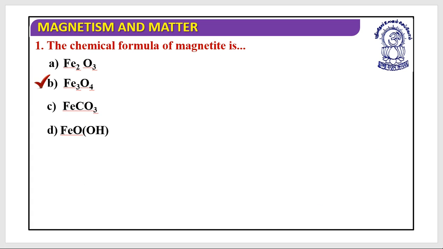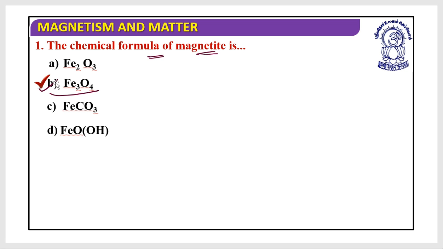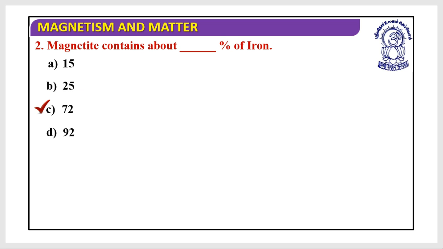So let's look at certain questions. What is the chemical formula of magnetite? It's Fe3O4. Yes, that's the formula of magnetite. Next, magnetite contains about blank percent of iron. How many percent? Yes, it contains 72 percent iron.